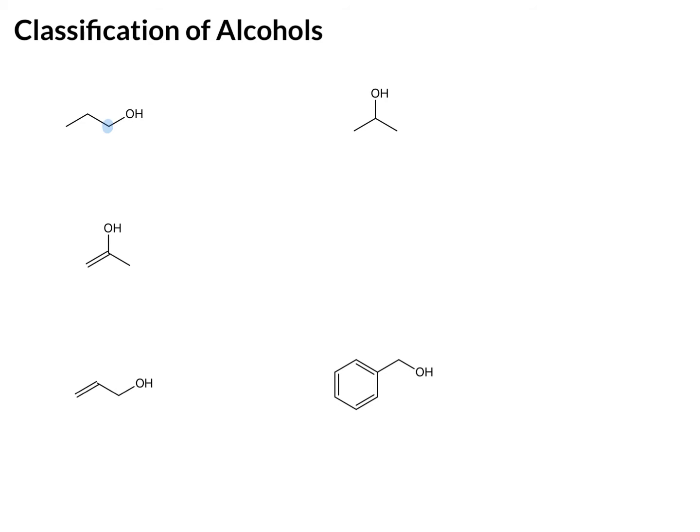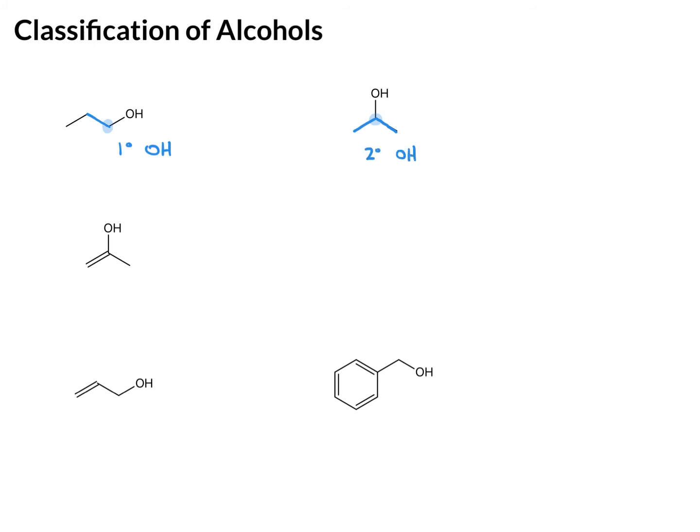So in this first example, the OH is bonded to the carbon that I've highlighted, and to this carbon there's one carbon attached. Because of that, this is a primary alcohol. In the second example, if we look at the carbon that the alcohol is bonded to, this one is attached to two carbons, here and here, so this would be a secondary alcohol.